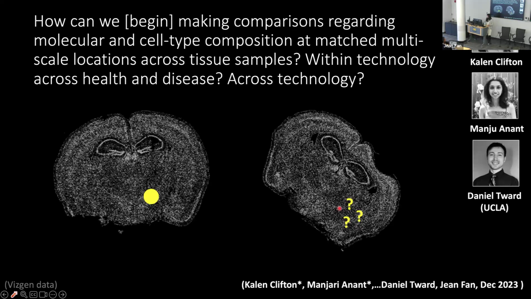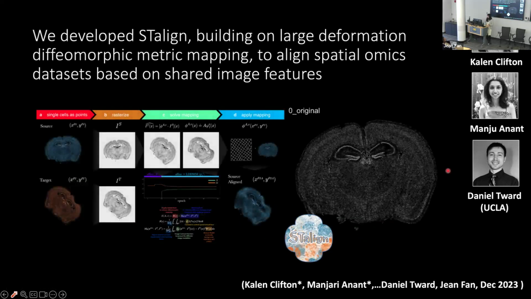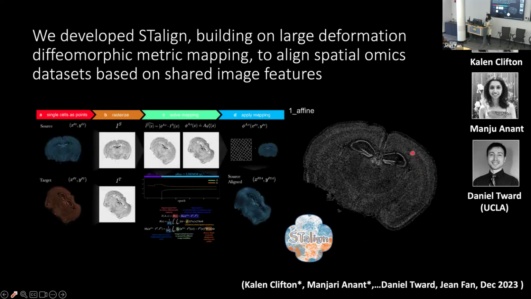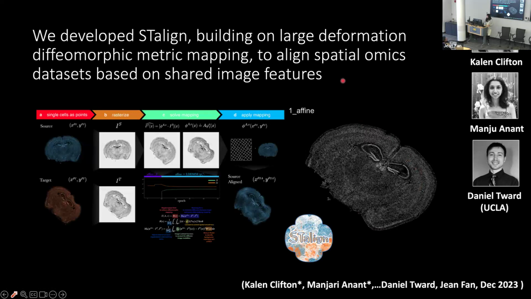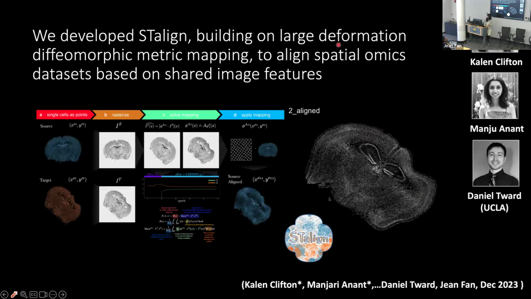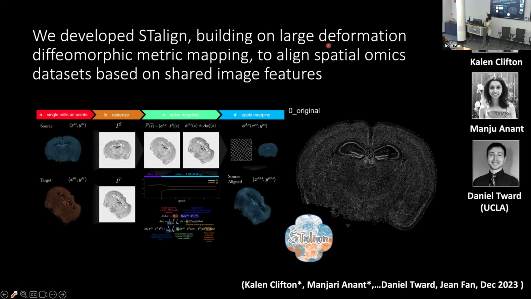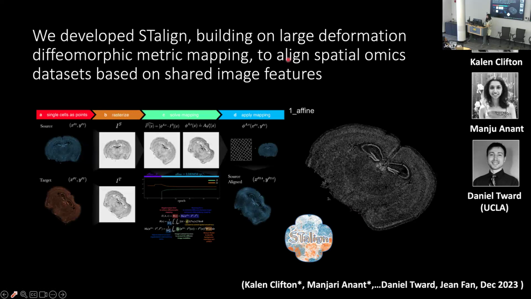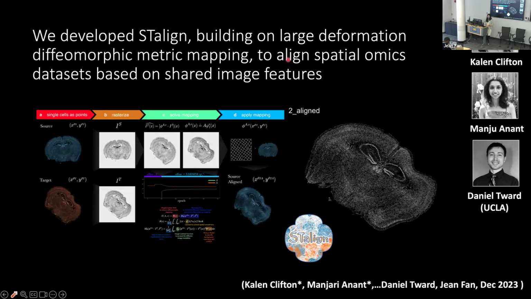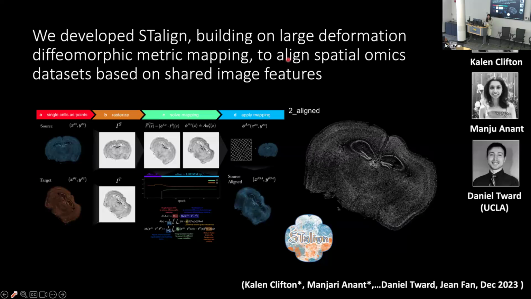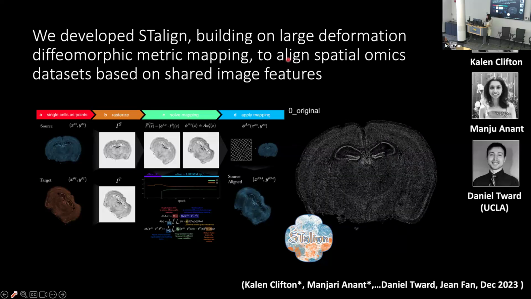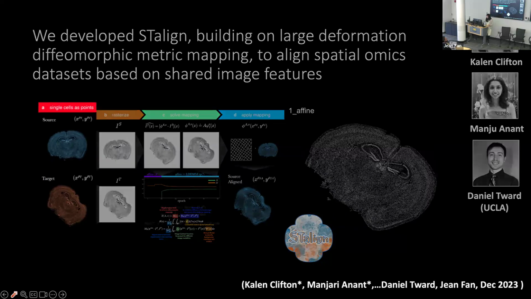So this was a project led by my student Kaylin Clifton and Manju Anand in collaboration with Daniel Tward at UCLA, where we developed a tool we eventually called STalign, that builds on something called large deformation diffeomorphic metric mapping, which has been previously used in the MRI field to align structurally spatial omics data sets based on their shared features, such that we can then enable this type of matched spatial location. So I'll try to explain to you how this works.